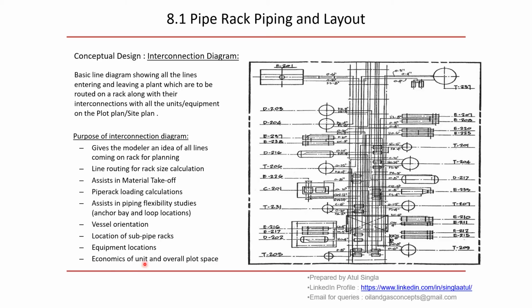Economics of unit and overall plot space. Now we know how many lines there are, how many equipment will be connected, and what the sequence will be on a single page. So we can always do our overall planning for the overall space requirements. So this is all about the interconnecting diagram, why it is required and how it helps in further layout development.